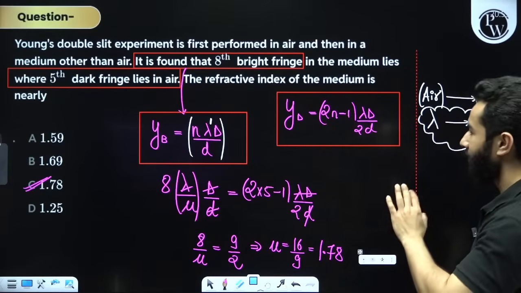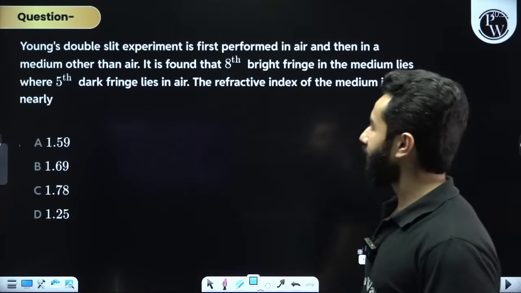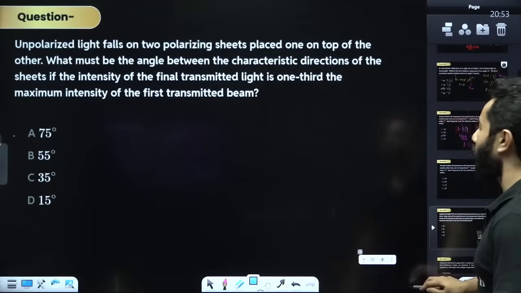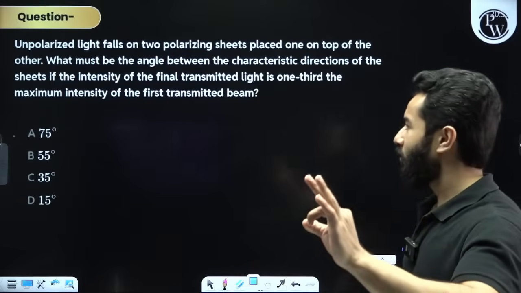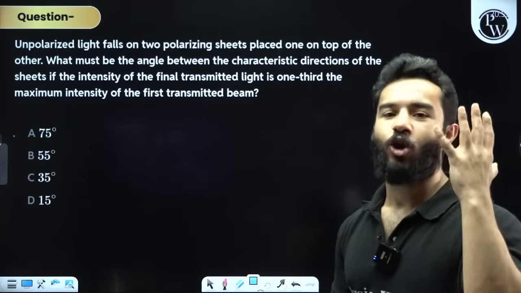Great. Write down crystal clear in the chat box. Be quick. Moving on to the next question. This is, sorry, this got repeated. Exactly the same problem. Moving on to the next very repeated problem. That is polarization. Polarization and Malus law.